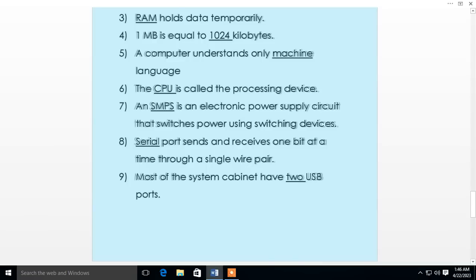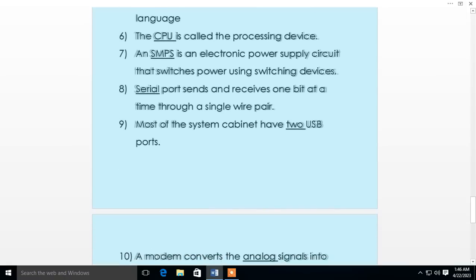Now come to the number 8. Serial port sends and receives 1 byte at a time. You know that parallel ports have multiple bits sending up and down. So serial port sends and receives one byte at a time through a single wire pair. Now coming to the ninth question, most of the system cabinets have two USB ports. Yes, you have seen that there are two USB ports, so that's the answer.